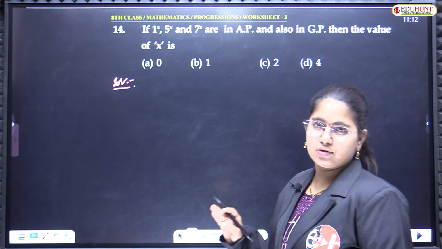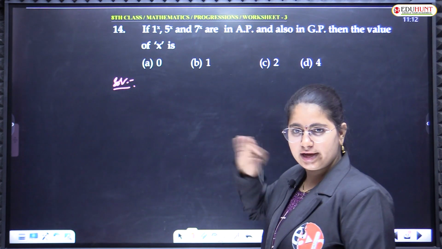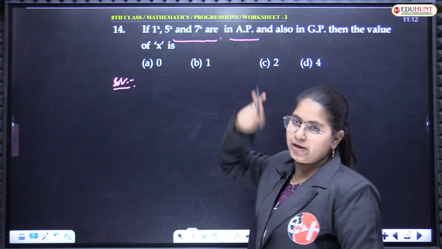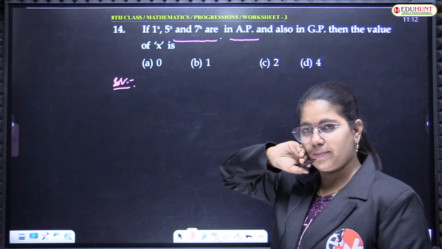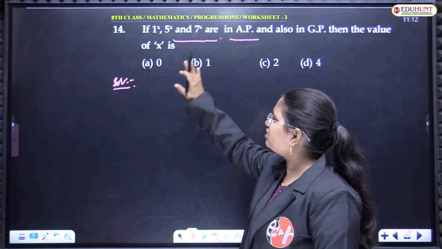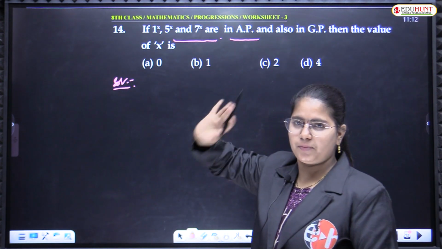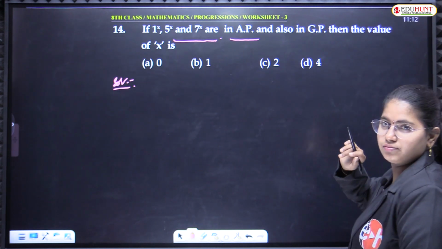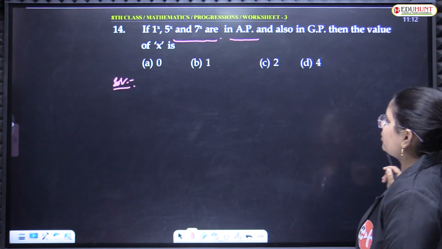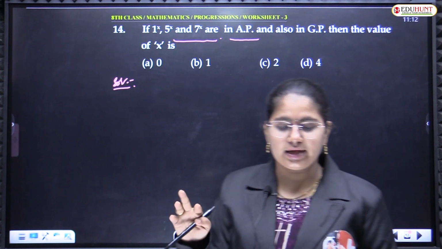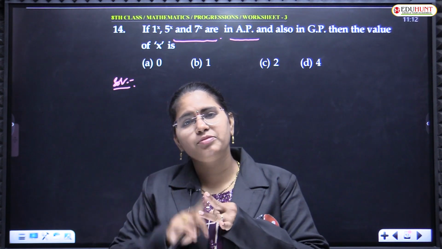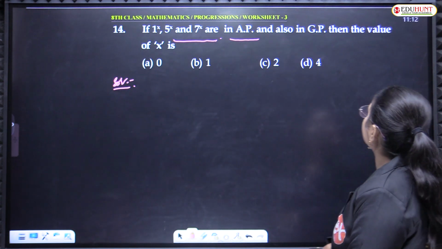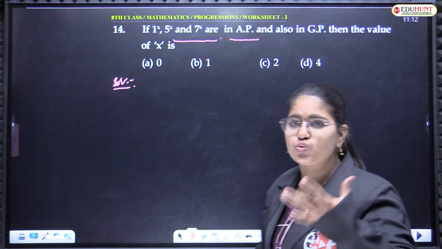If 1^x, 5^x and 7^x are in AP, given these three terms which are in AP, and also in GP. These three terms exist in AP, and at the same time these three terms also exist in GP. Then the value of x is what?